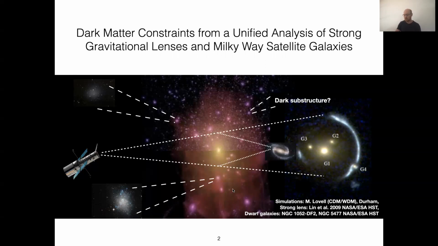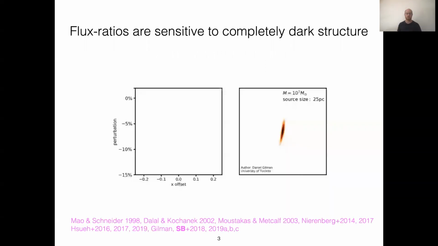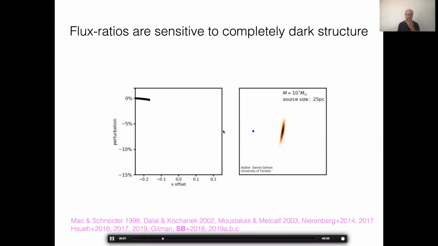And so the first, and the most focused, is on gravitational lensing, and in particular here the probe of flux ratios. So how does this work? This is a movie illustrated by Daniel Gilman, showing that a perturbation in structure in the lensing affects the magnification and distortion of a background compact source.